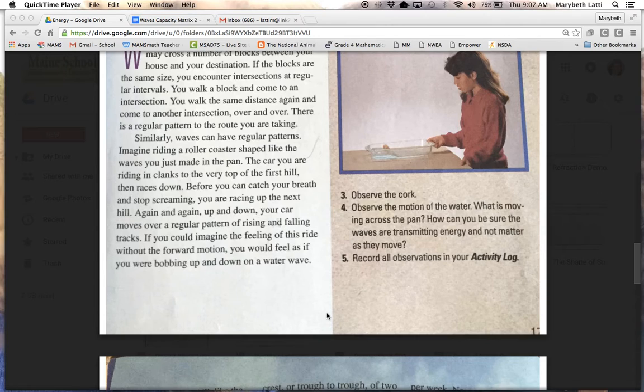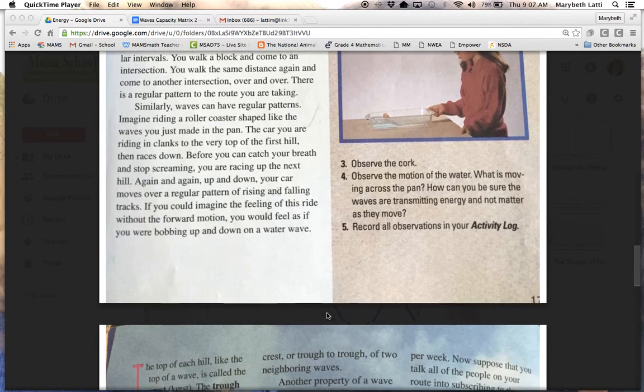Imagine riding a roller coaster shaped like waves you just made in that pan. The car you are riding in clanks to the very top of the first hill and races down. Before you can catch your breath and stop screaming, you are racing up the next hill again and again, up and down. Your car moves over a regular pattern of rising and falling tracks. If you could imagine the feeling of this ride without the forward motion, you would feel as if you were bobbing up and down on a water wave.